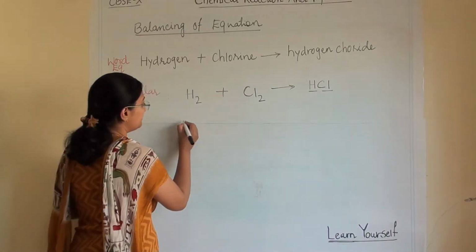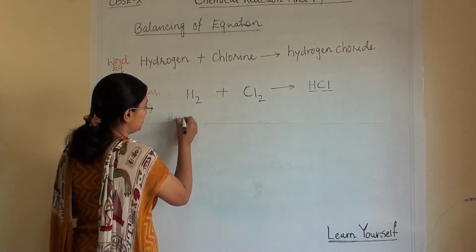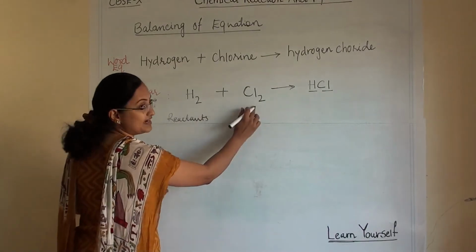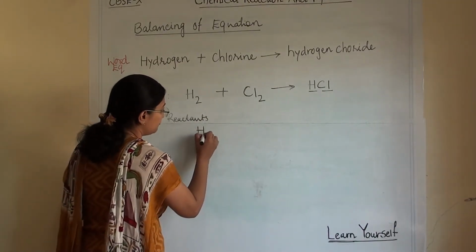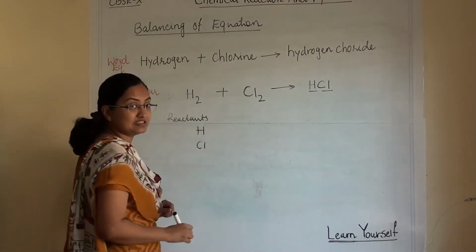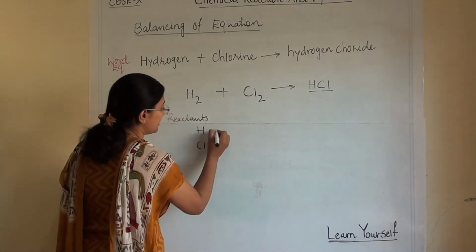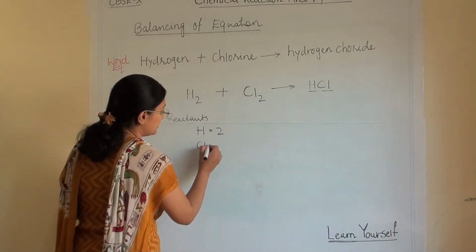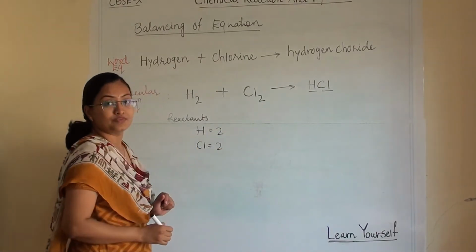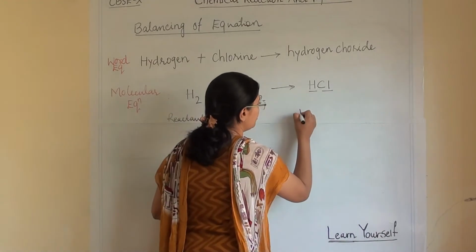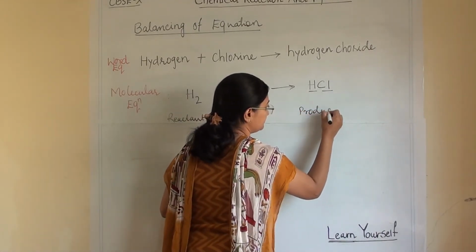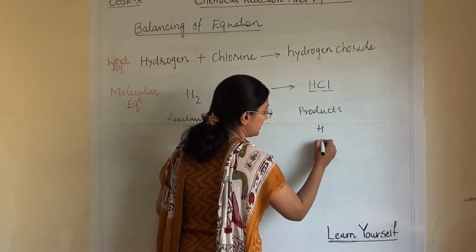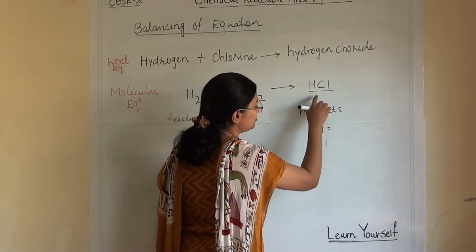For example, let us check our reactants. How many atoms do we have here? First is hydrogen, then chlorine. How many hydrogen atoms do we have? 2 hydrogen. Then chlorine is also 2. Now let us go towards the product side. We have hydrogen and chlorine here. So how many hydrogen atoms do we have?